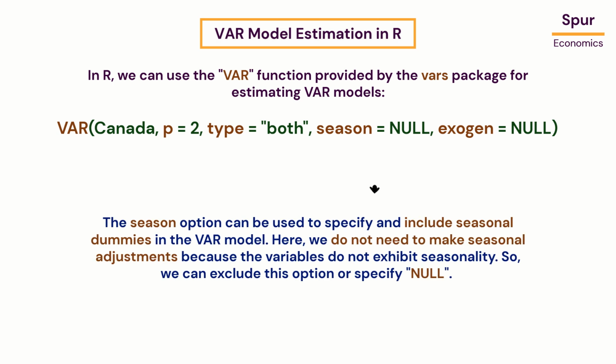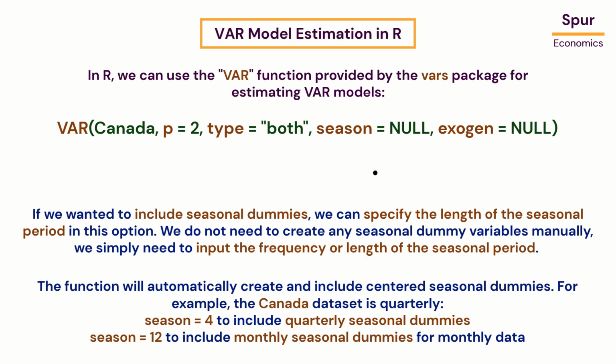The season option can be used to specify and include seasonal dummies in the VAR model. Here, we do not need to make seasonal adjustments because the variables do not exhibit seasonality. So, we can exclude this option or specify NULL. If we wanted to include seasonal dummies, we can specify the length of the seasonal period in this option.